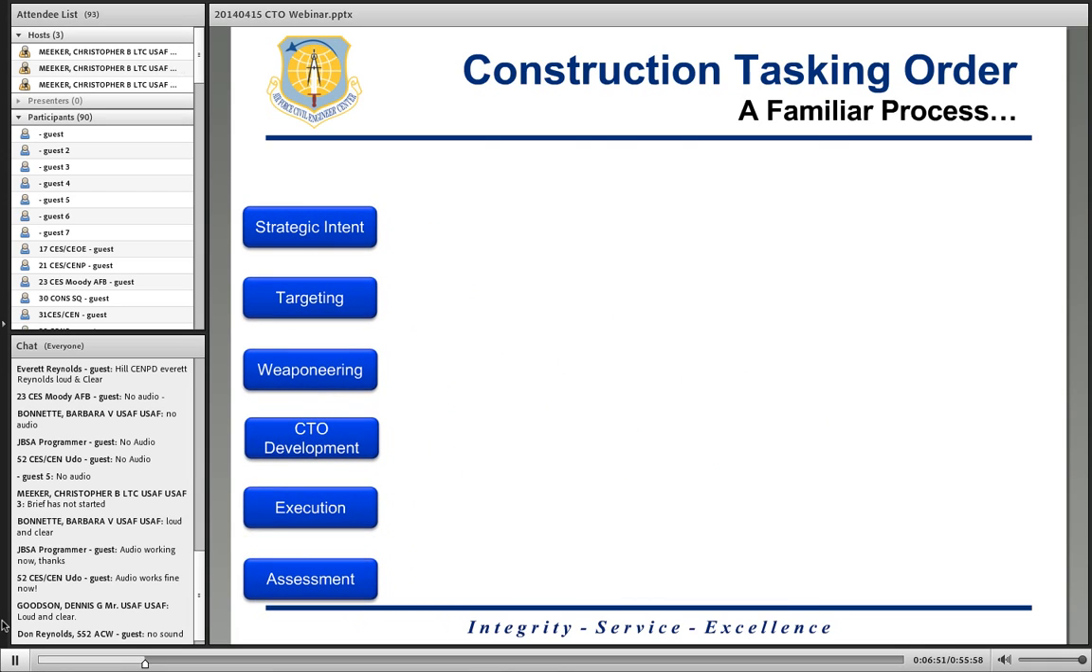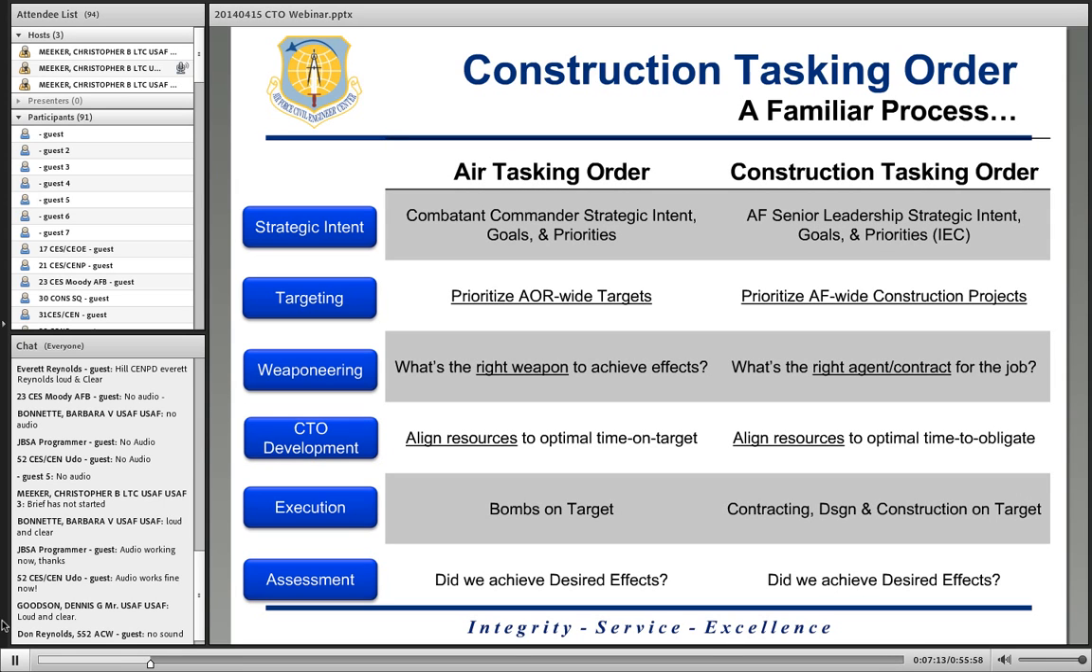So the construction tasking order cycle, it's very similar to something that we do very good in the Air Force, and that is the air tasking order cycle that we execute every day in the AOR. Not quite one-to-one, not quite the same thing, but it lines up pretty close. So on the front end, you have your strategic intent. We have that too. We have general officers telling us where we need to spend our money and what's important to them. And in turn, we have to go develop a requirements list and a prioritizing process that kind of meets that intent. That's no different.